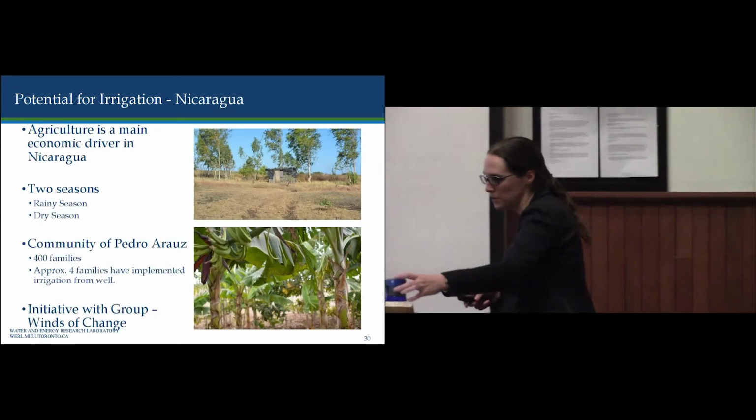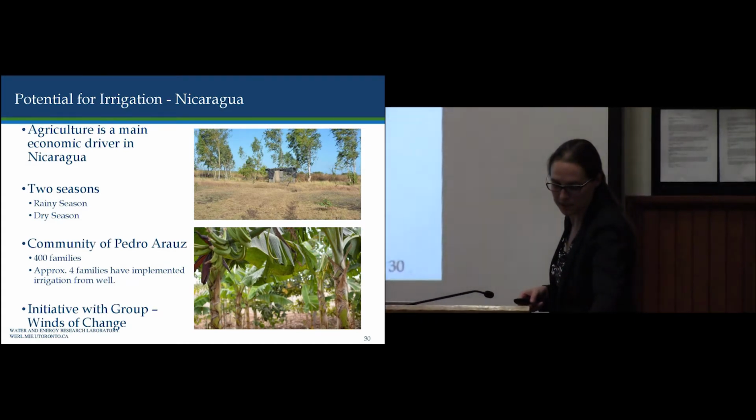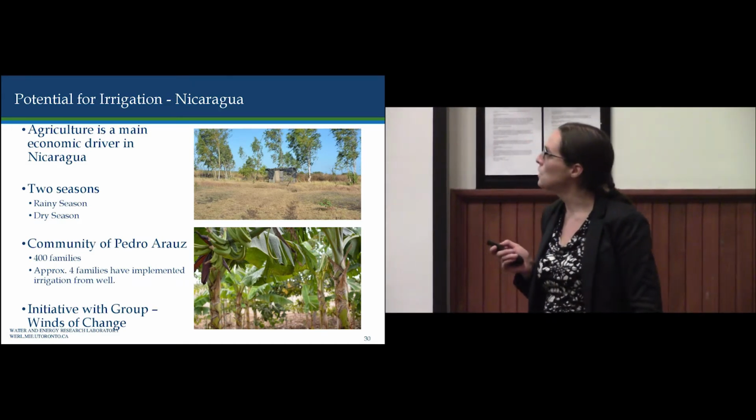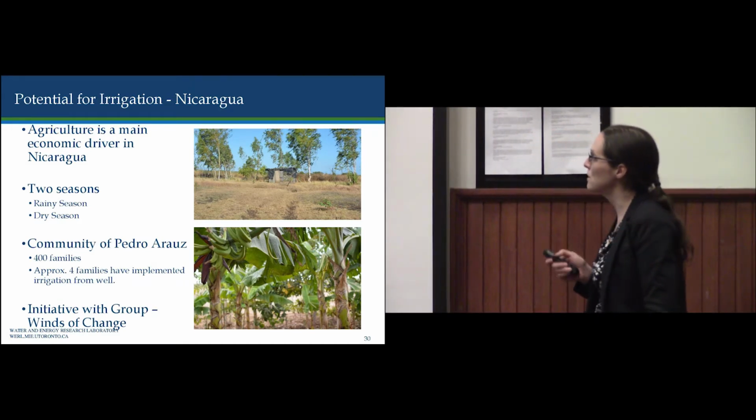This is one of the things we've been looking at in the context of some work that I've been doing with some capstone projects, in Nicaragua. Agriculture is a really big economic driver in Nicaragua.